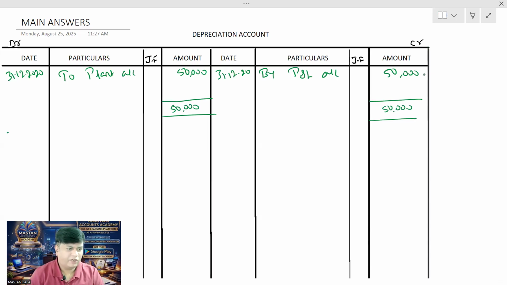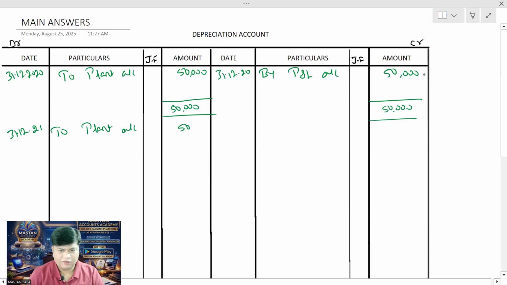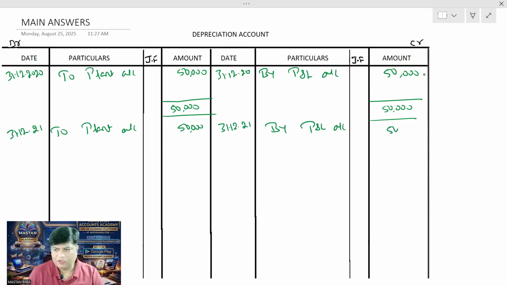Close the page. Next, 31/12/21 to plant account, same 50,000 here. It's a very simple one. 31/12/21, we have transferred to the profit and loss account. So by profit and loss account, 50,000. Close the account. 50,000.